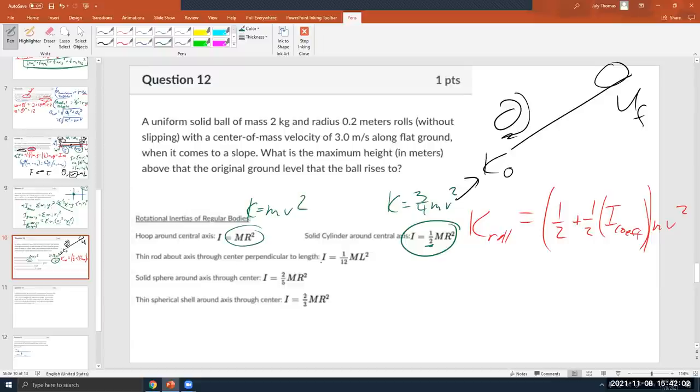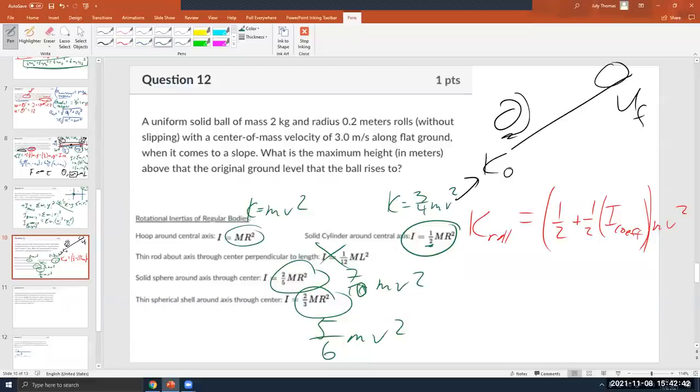A thin rod about an axis perpendicular to its center will not roll. So you don't need to worry about a rolling kinetic energy for that, because you'd just be rolling like this, which doesn't mean anything. For the solid sphere, we have 1/2 plus 1/2 times 2/5. 1/2 times 2/5 gives you 1/5. 1/2 plus 1/5 gives you 7/10 mv². For the thin spherical shell, 1/2 times that 2/3 gives you 1/3. So you have 1/2 plus 1/3, which will give you 5/6 mv².